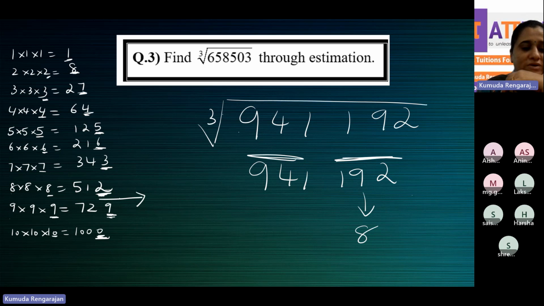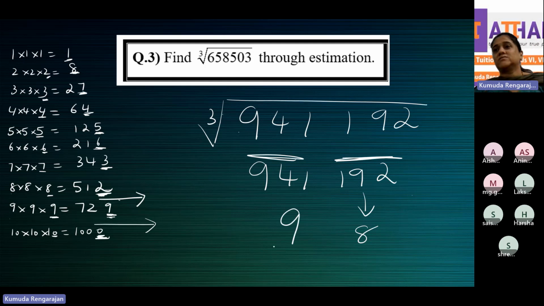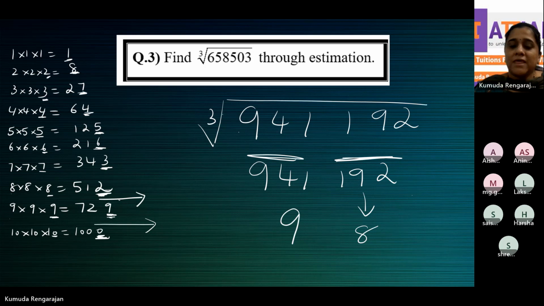941 is between which two numbers here? It's between 729 and 1000. Which is the smaller of the two, 9 or 10? 9. So 98. The cube root of this number is 98. You don't have to write any steps. Just do this. That's it.